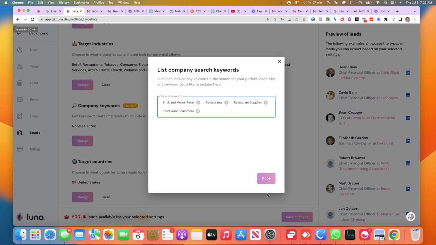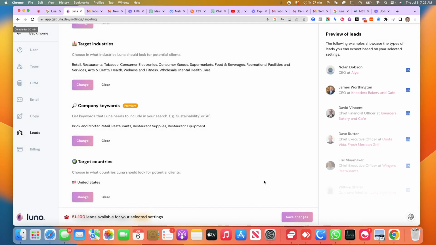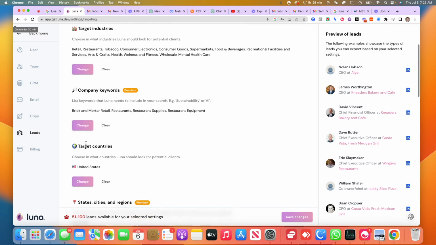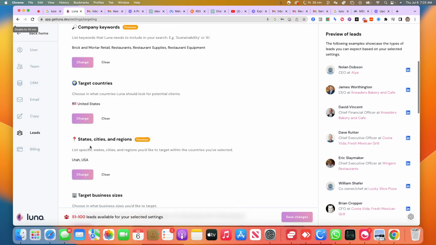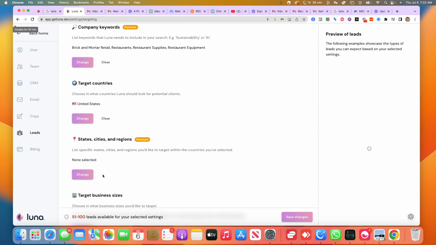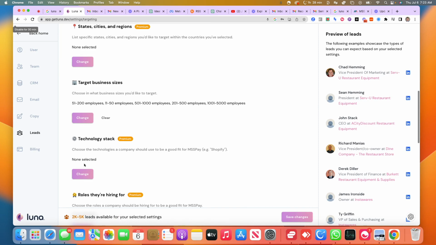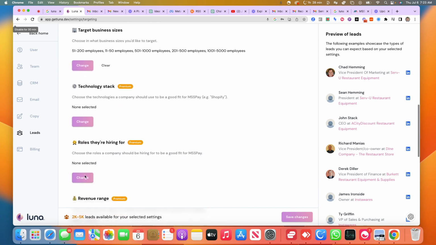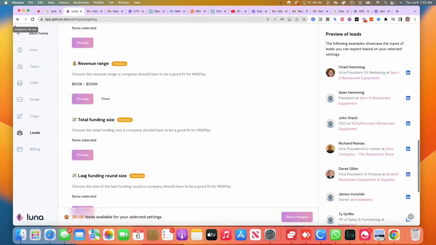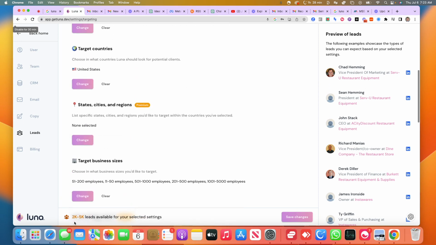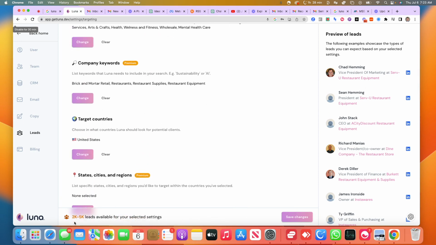The longest for in Utah. 150. It's not very many, but it's very targeted. Let's move out of Utah for our range. Clear it. Roles they're hiring for revenue. I don't want to do any of this right now since we know that's our total range for the whole country. It's not many leads.